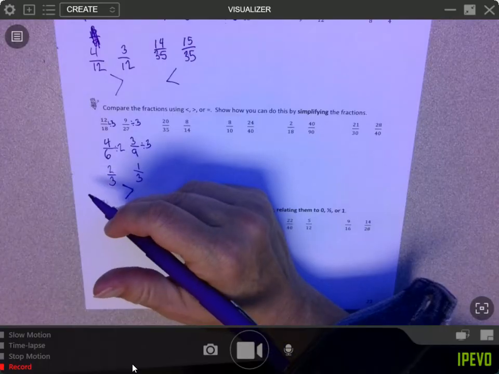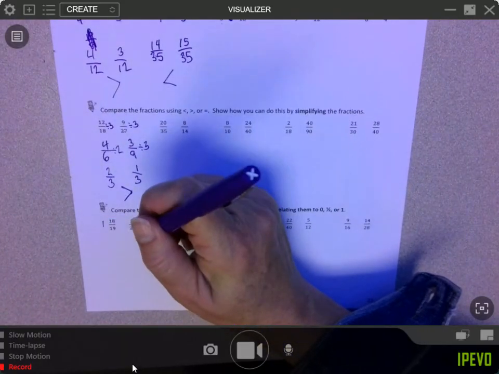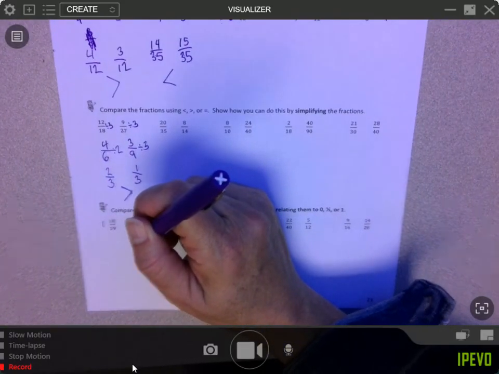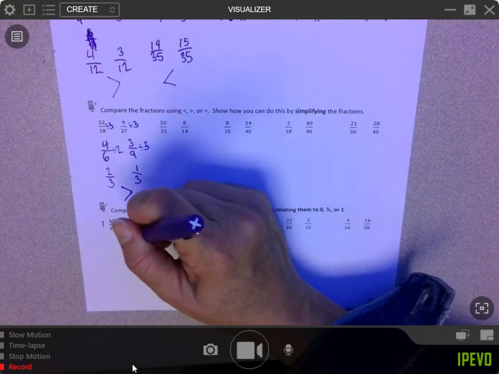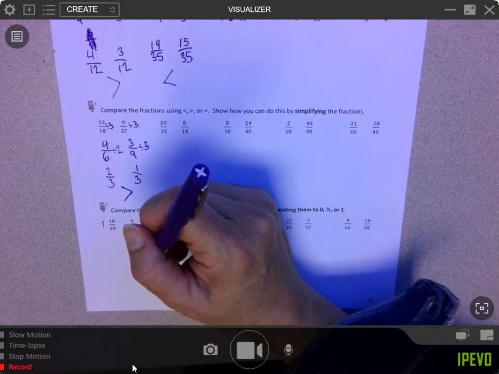Lila? 1, because 1 whole would be 19/19. So I'm going to put a 1 next to it. 5/24 is closest to what? 0, half, or 1?